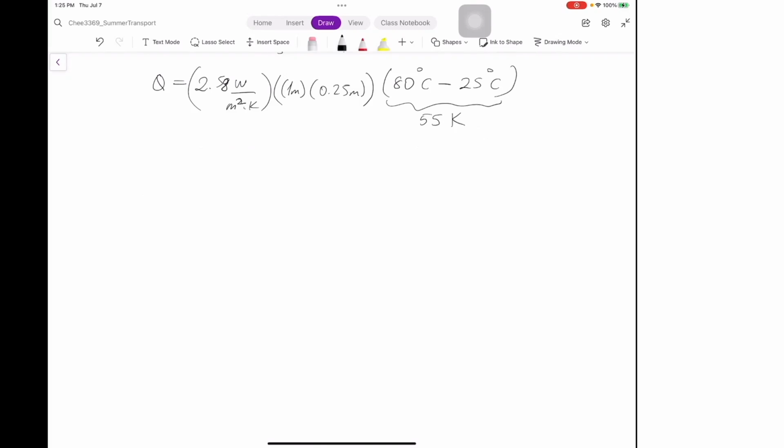So if you do it, 2.58 times 0.25 times 55, you get Q is equal to 35.5. Let's cancel the kelvins, meters. Okay, that's it. So the total heat transfer rate from the plate to the airstream is 35.5 watts.